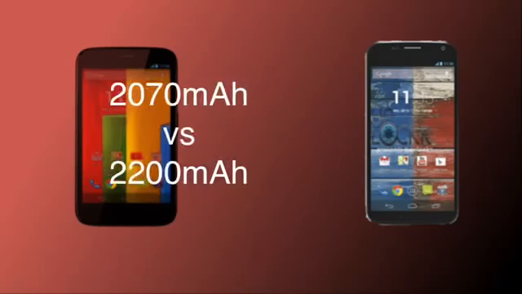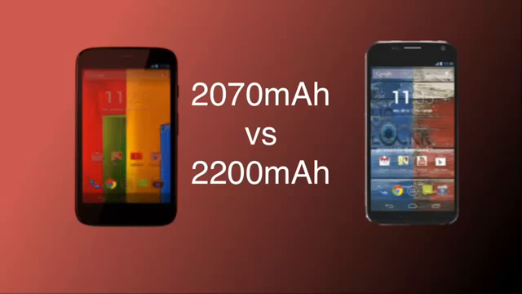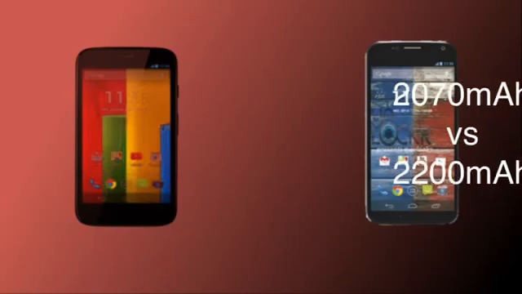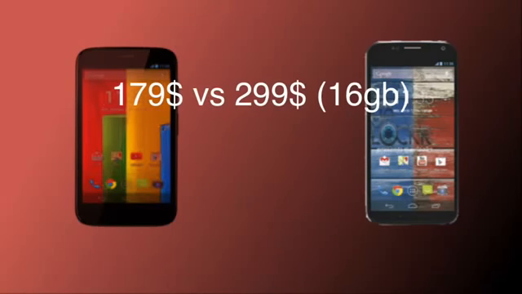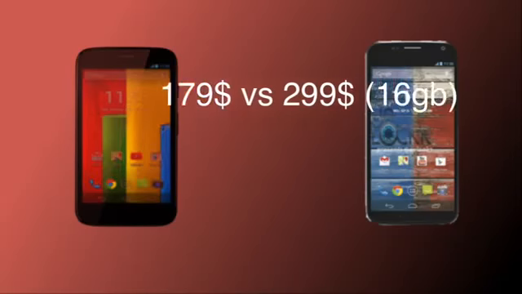In terms of battery, the Moto G comes with a 2070 mAh battery, and on the other hand the Moto X comes with a slightly better 2200 mAh battery. So finally, looking at the price, the Moto G is definitely the budget phone between the two at about $179 off contract, whereas you can get the Moto X at a price point of $299 off contract, which is the 16 GB model, and you can also get the 32 GB model at the price point of $399.